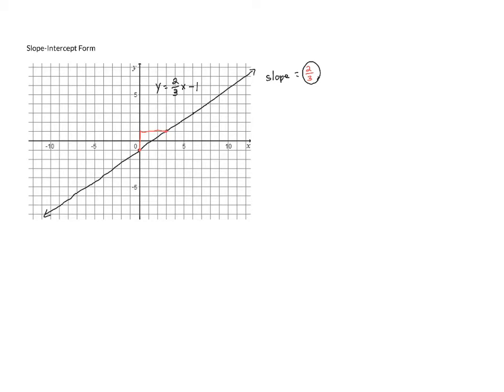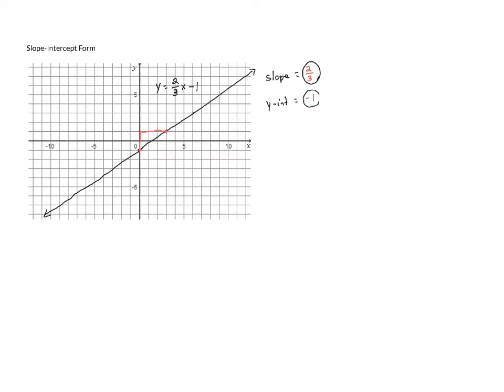All right. I also want to take a look at the y-intercept. That's going to be an important thing here. Now, if we look at where this line crosses the y-axis, it crosses right here, which is at -1, because it's down 1 from the origin. So the y-intercept is -1.